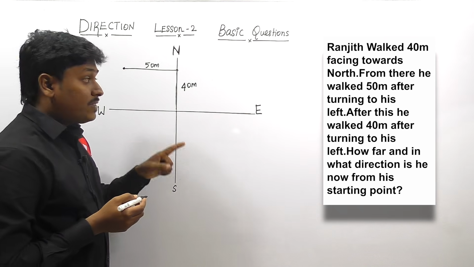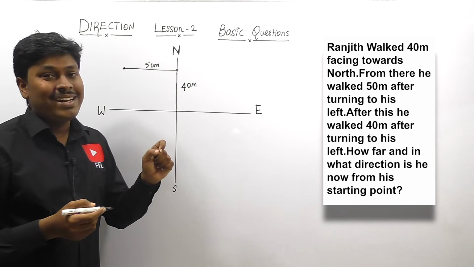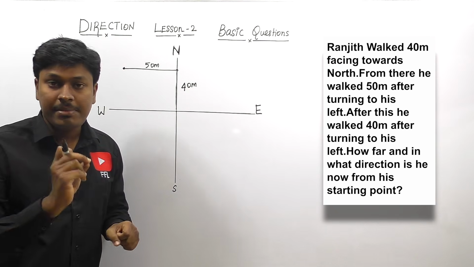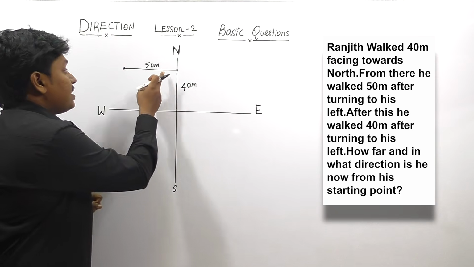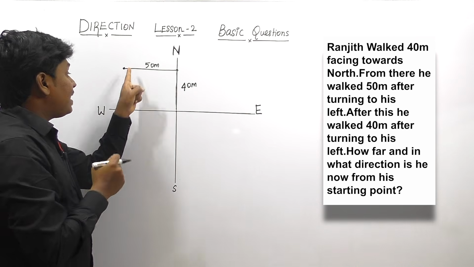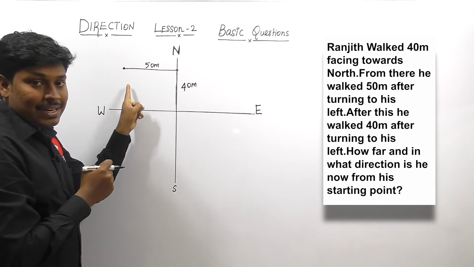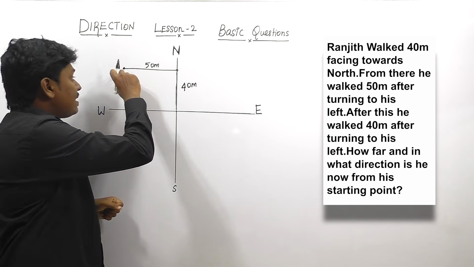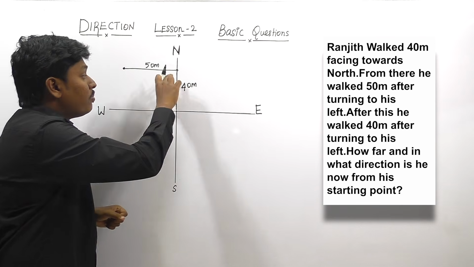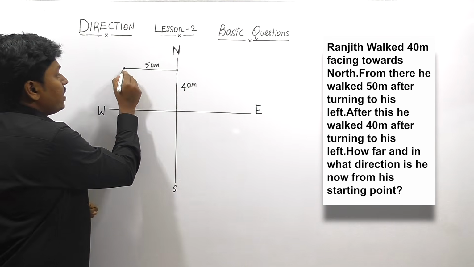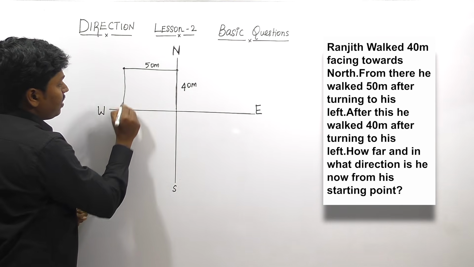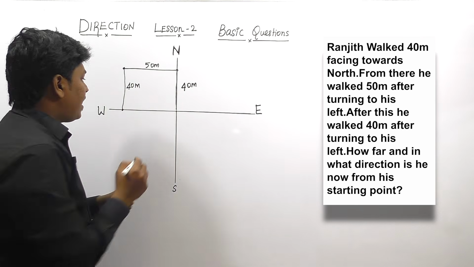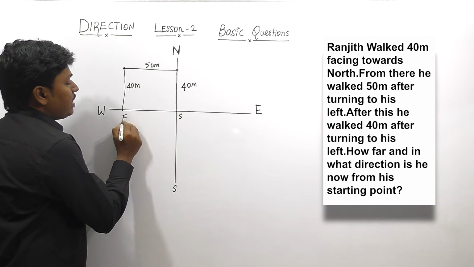Okay. After this, he walked 40 meters turning to his left. So from this point, again he is turning left and covering 40 meters. Friends, listen carefully. If Ranjit is walking towards the western direction, then the left hand side will be this side, right? While turning left, he is walking 40 meters. Friends, this is also 40 meters. So both the lines should be equal in length, right? So I should say that this should be 40. And finally, Ranjit will be at this point. Okay friends, I can say that this is the starting point and this will be the ending point, right?